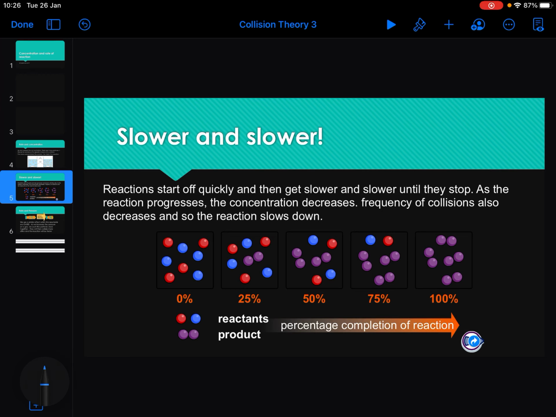As the reaction progresses, the concentration decreases. Apologies, let's imagine that's a capital. Frequency of collisions also decreases, and so the reaction slows down. Now you might be thinking, okay, but why?